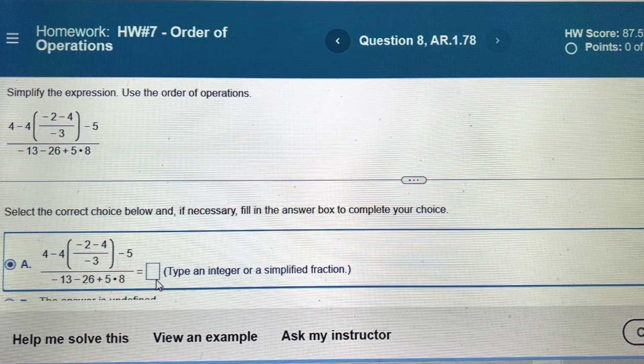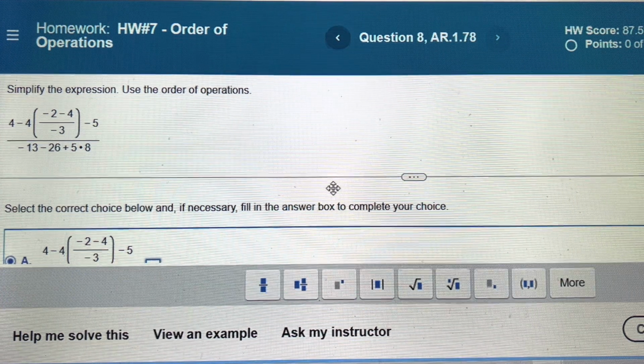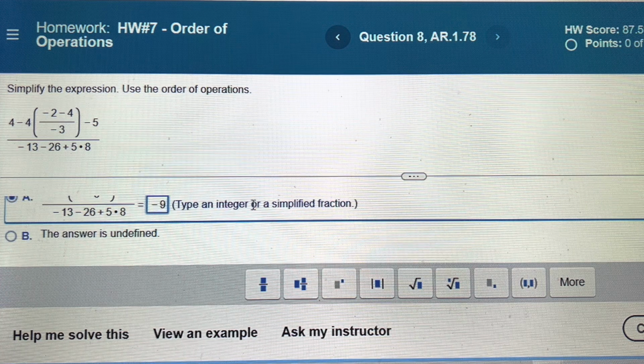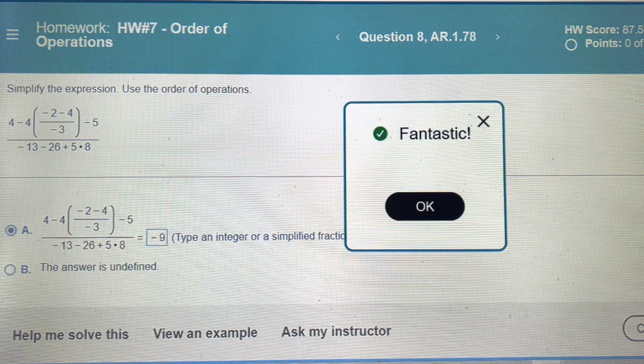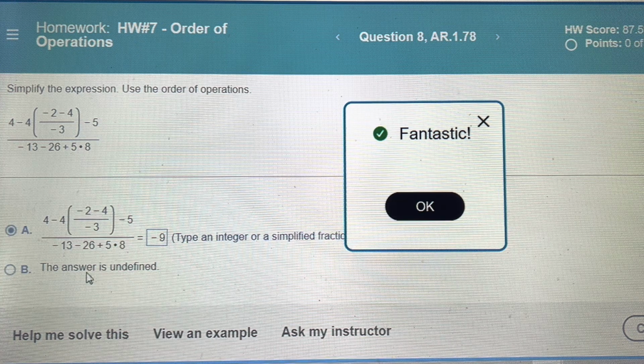-9. I just can't get it in there. There we go, -9. And they left an option for undefined, but that would only happen if the bottom is 0.